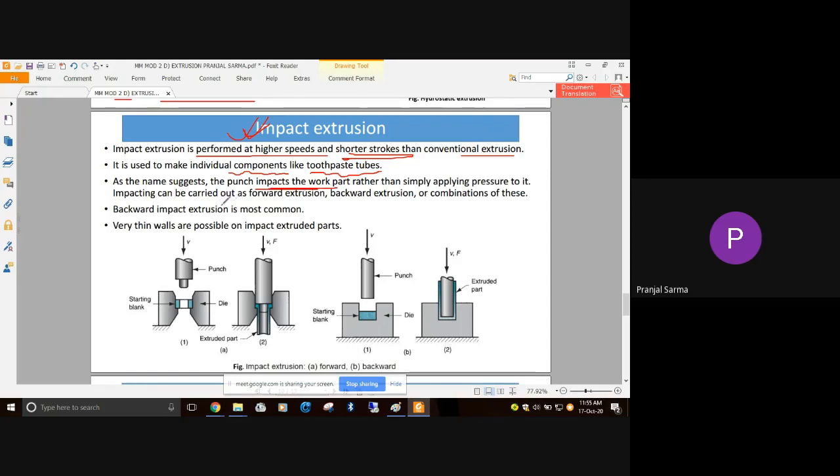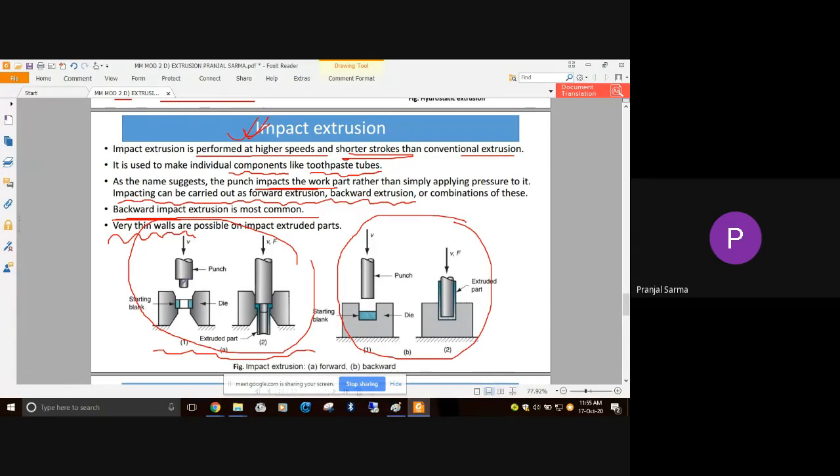Just like in the other cases, forward extrusion, backward extrusion, etc., here also impacting can be carried out the way we have done for forward extrusion and reverse extrusion. In the case of impact loading, basically backward impact extrusion is common. And what is the advantage? We can get very thin walls with the help of an impact extruded part. So these figures are self-explanatory. You can very easily see, this shows the forward extrusion, and this shows the reverse extrusion.